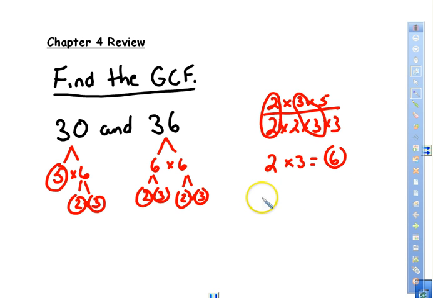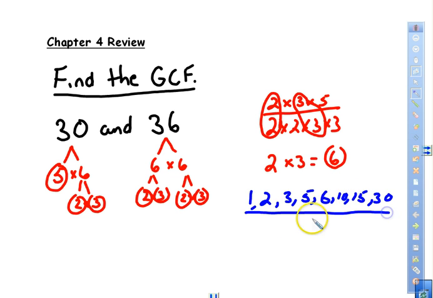You can also list your factors if you like, and if you do, for 30, it'd be 1 and 30, 2 and 15, multiply to get 30, 3 and 10, 4 doesn't go into 30, but 5 does, times 6. And so then we end up getting my list of factors. For 36, it'd be 1 and 36.